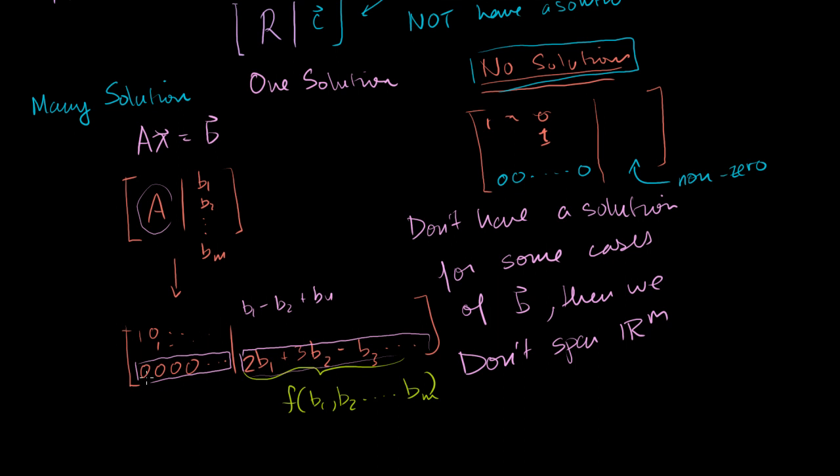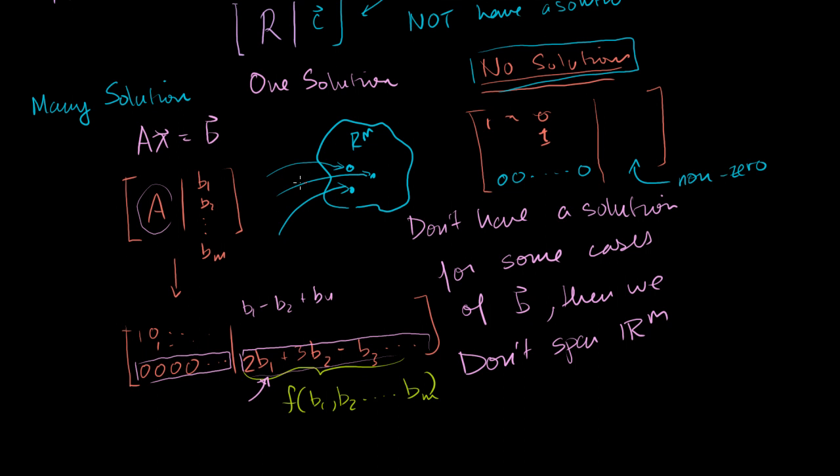And if this only has a solution for the certain b's that make this equal to 0, then we definitely are not spanning all of Rm. Let me do it visually. So if that is Rm, and if this is only 0 for some handful of b's, then these are the only guys that we can reach by multiplying A times some vector in Rn. And we definitely won't be spanning all of Rm.